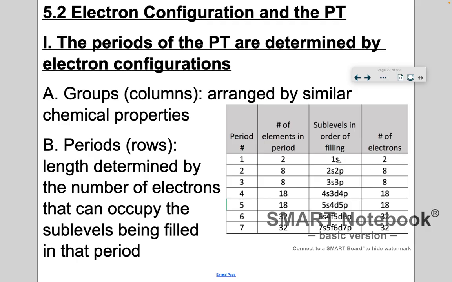And then we would jump down after 1s2 to 2s2 and 2p6. There isn't a 2d or 2f. So 2s2 plus 2p6, 2 plus 6 is 8, and so there are 8 elements in the periodic table that belong to period 2. Then period 3 was 3s and 3p, and again, 2 plus 6 is 8. Then we jump down to period 4, and we get 18. Same thing with 5. 6 and 7 increase because now we're throwing in the F's, and that goes up to 32.